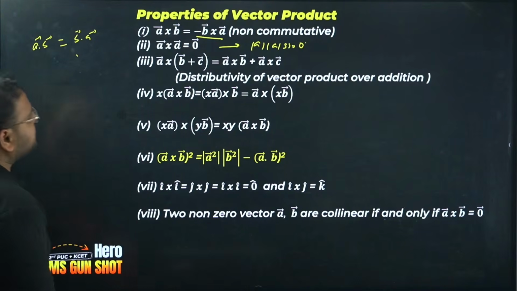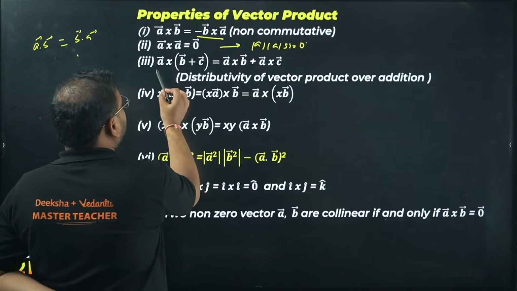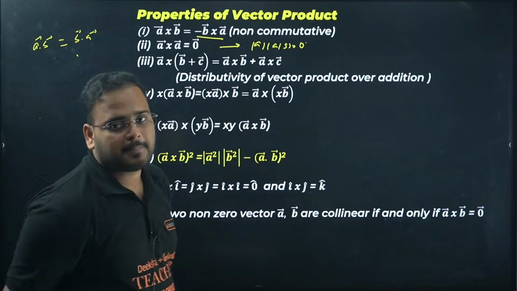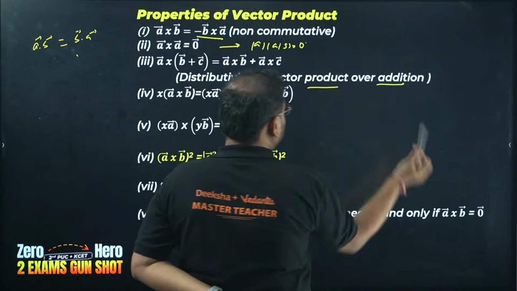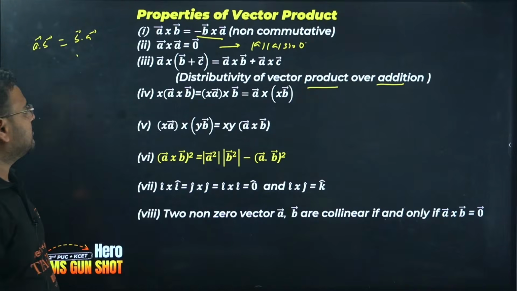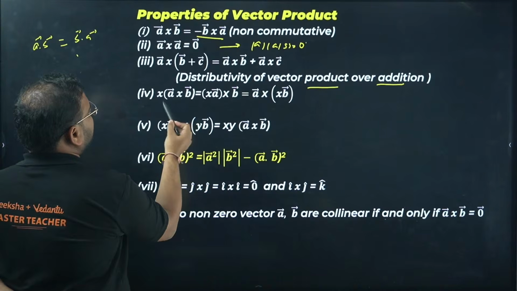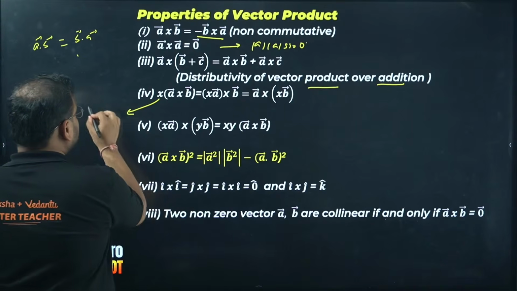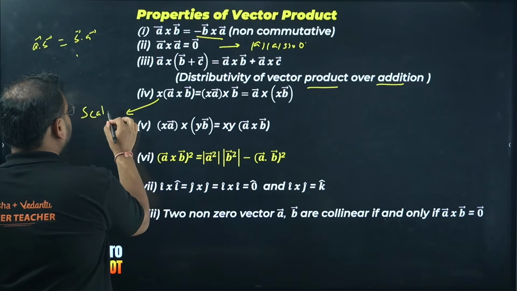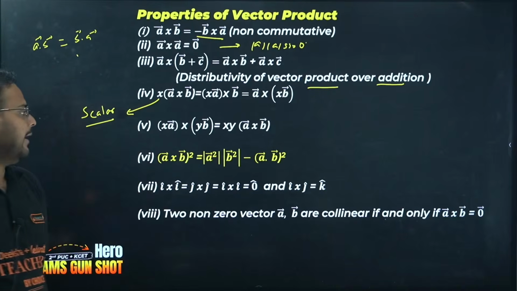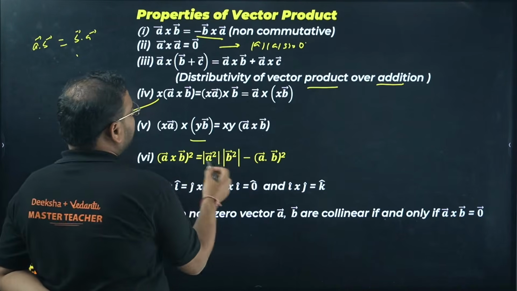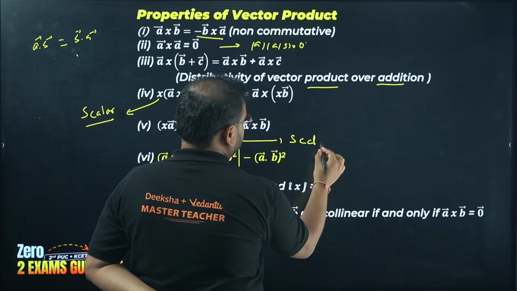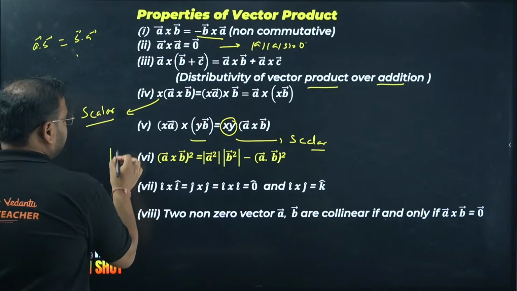Then A cross (B plus C), we can distribute over B and C. So A cross B plus A cross C. Product distributes over the addition. X is a scalar quantity. A cross B, I can write x with A or x with B. XA cross YB, I can write XY together, as x and y represent scalars only.